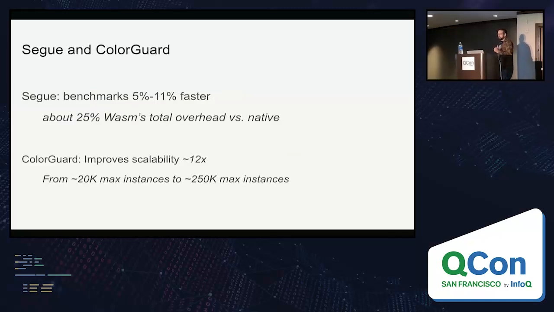So first, optimizations. I have 2 things that I'm going to talk about that we're doing today, using hardware in dirty ways to make things go faster. First one is an optimization called Segue. It's super simple, and it takes about 25% of Wasm's total tax away. The second one is called Color Guard, and this addresses that scalability problem I mentioned and lets you go from the 20K instance max to about 250,000.